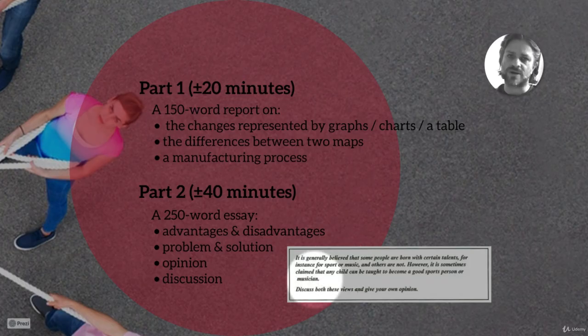So you might have one paragraph where you're talking about how people believe that you are natural at this particular thing. You're a naturally good sports person. You're naturally good at music. And then the second paragraph where you would be discussing the idea that you can learn to become a good musician. You can learn to become a good sports person.